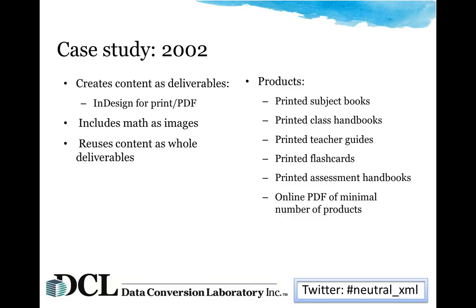And so your products, if you look at the list, you have a wide range of products. You have subject books, that could be textbooks, for teaching literacy, they could be reading text. You have class handbooks, you have teacher guides, you might have printed flashcards, you might have assessment handbooks, otherwise known as tests or quizzes, that could be separate documents, or they could have been with the other materials. And you might, like I said, have an online PDF for a minimal number of your products.